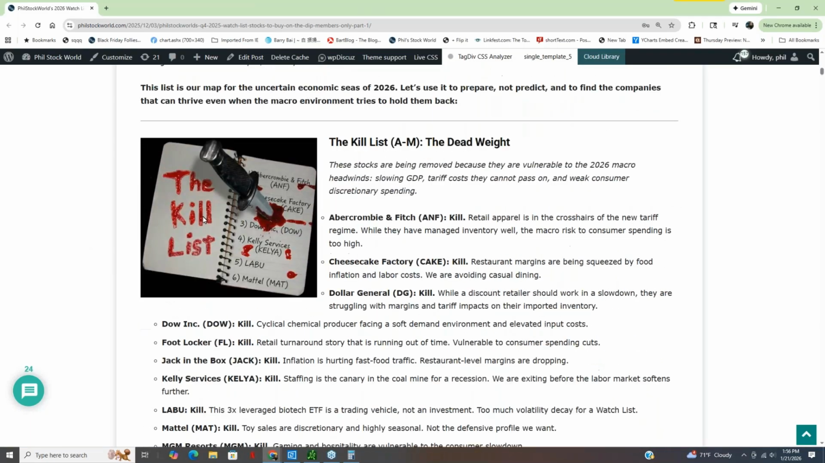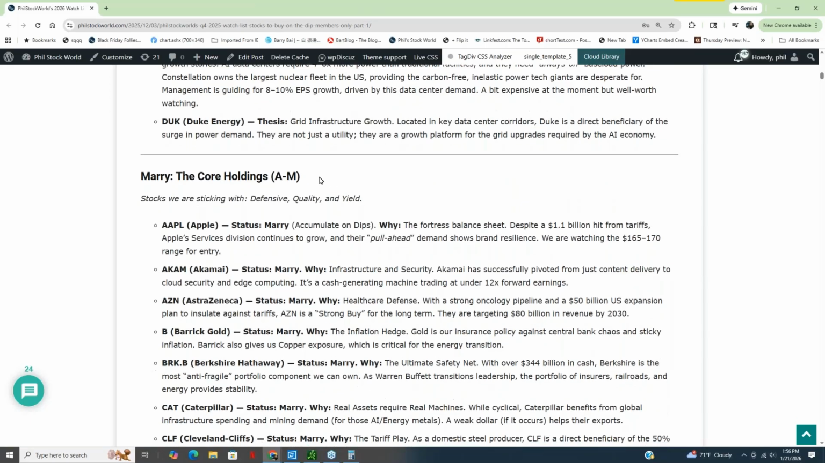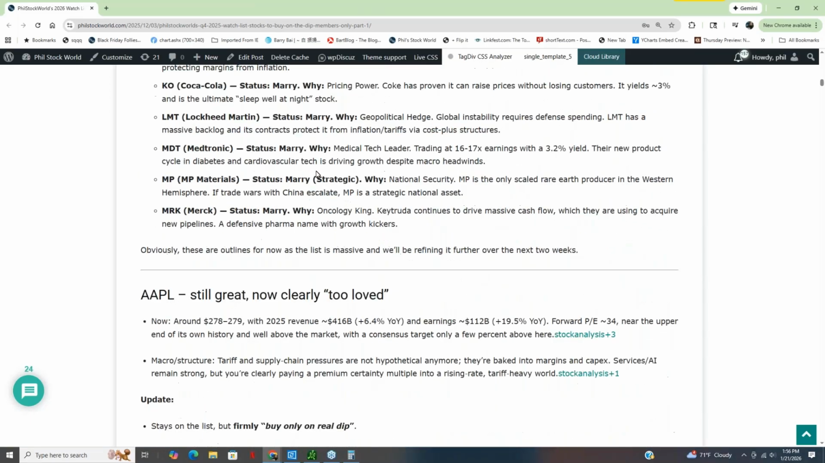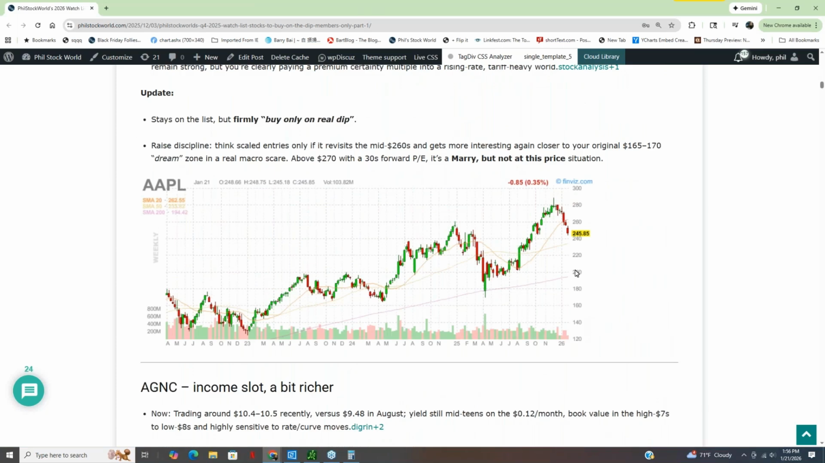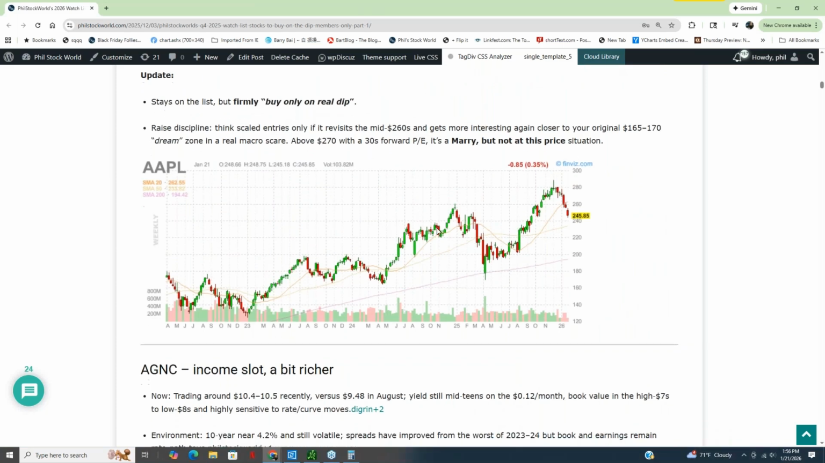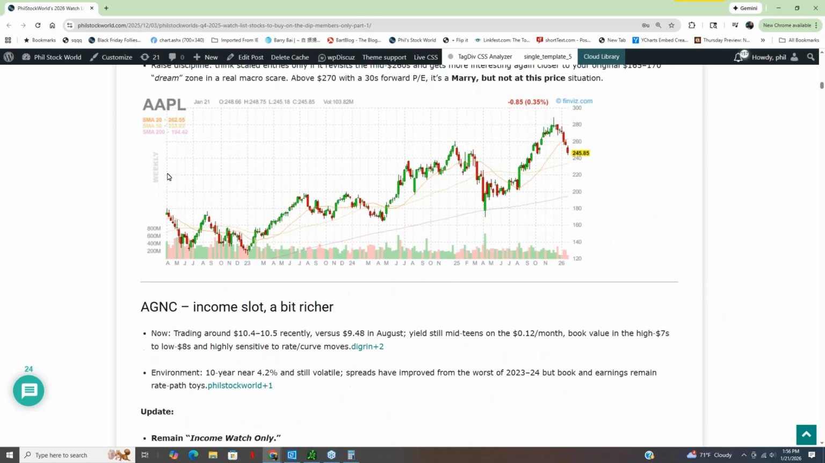So these are the stocks that we killed from the old watch list. And these are the ones we kept, and then we added stuff. So here is our new watch list. So this is as of now. And what is this? This is a weekly? Weekly. Oh, these are weekly charts.